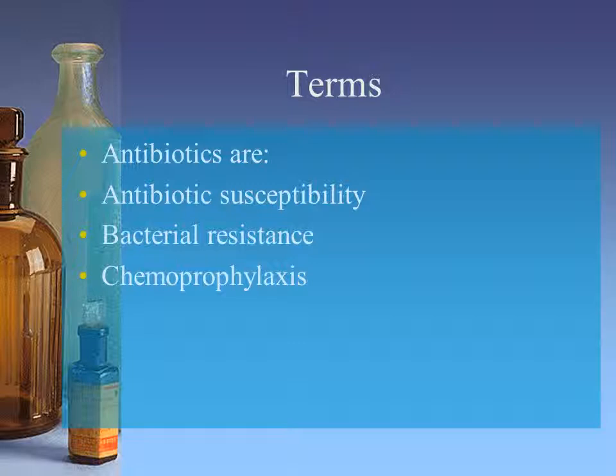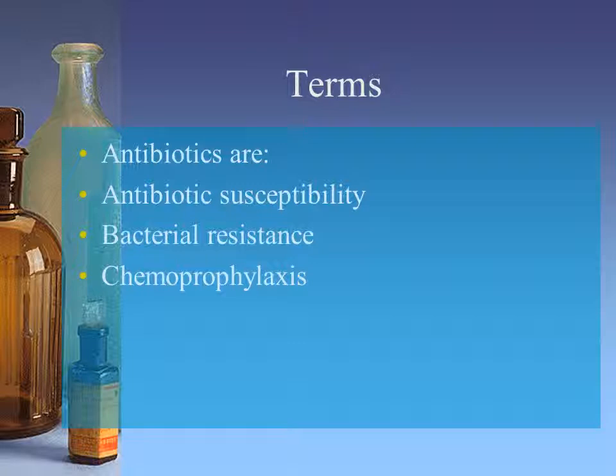If we're talking about this term called antibiotic susceptibility, think about what the word susceptible means. The word susceptible means vulnerable to. And when we're talking about an organism being susceptible to an antibiotic, it means it's vulnerable to it. The antibiotic will work on eradicating the organism. That is called antibiotic susceptibility.